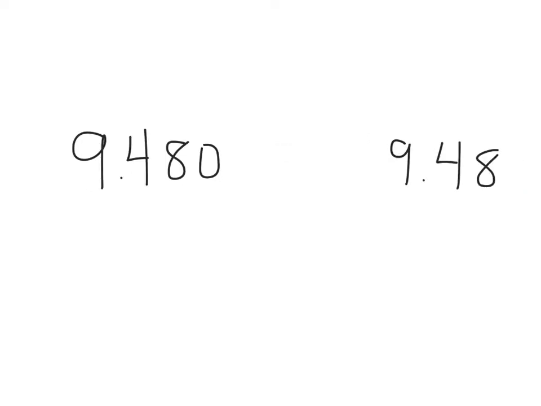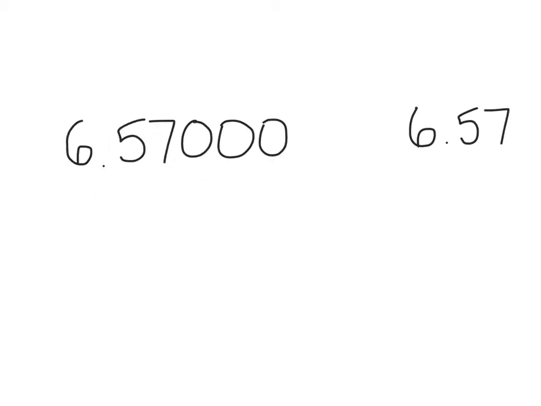When I look at these two numbers, 9.480 and 9.48, these also are equal to each other because this 0 again has no value. So 9.480 is equal to 9.48. This is a bit of an exaggeration, but it's good to show this. If I have 6.57000, this is equal to 6.57. All these zeros have no value, so they just count as nothing. So 6.57000 is equal to 6.57.